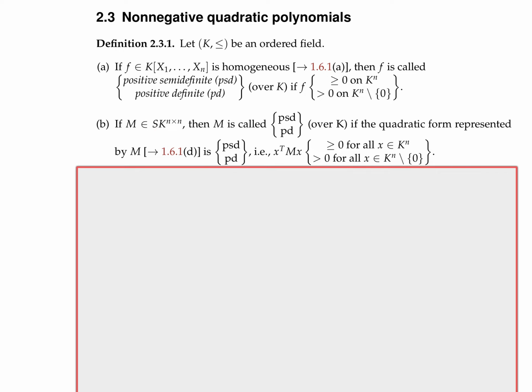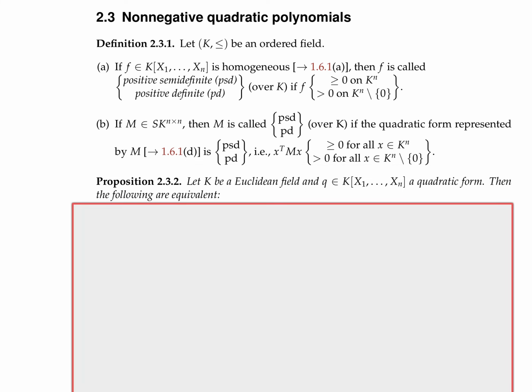And yes, for quadratic forms, you probably have also heard this part of the definition already, right? But okay, this is a generalization for arbitrary forms, for arbitrary homogeneous polynomials.